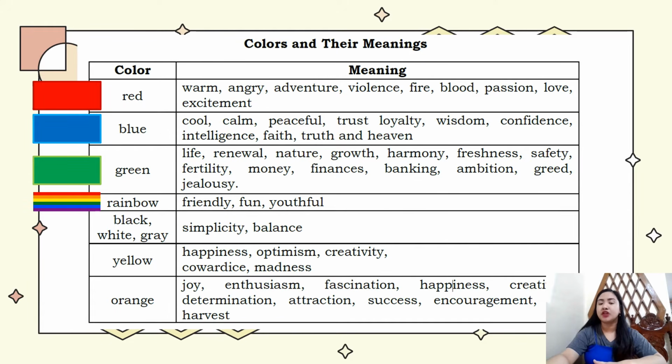The color of the rainbow means friendly, fun, and youthful. The colors black, white, and gray mean simplicity and balance. Color yellow means happiness, optimism, creativity, cowardice, and madness. The color orange means joy, enthusiasm, fascination, happiness, creativity, determination, attraction, success, encouragement, and harvest.